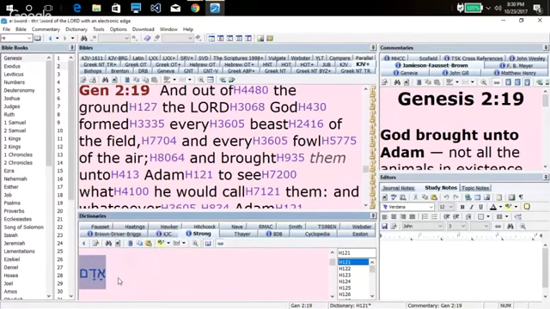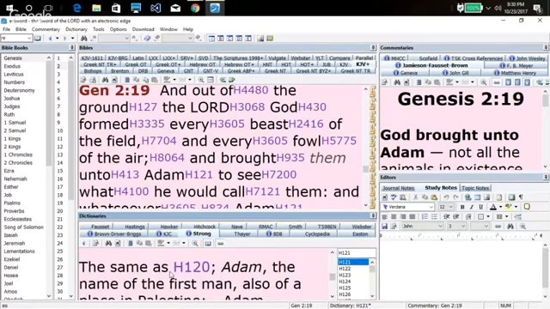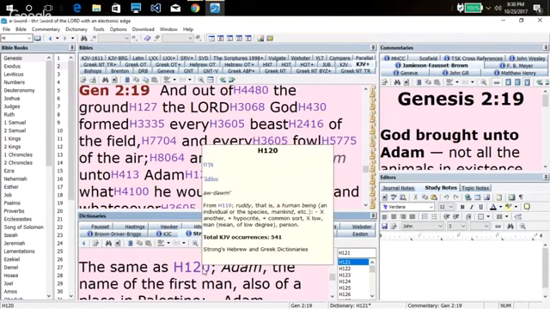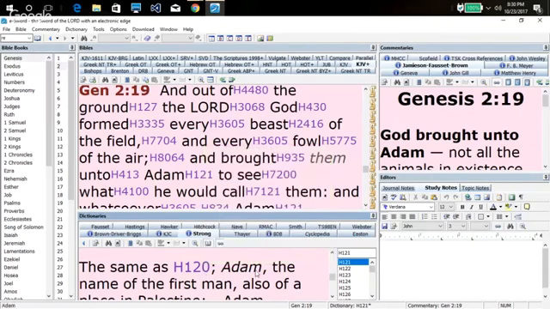See that? So we still understand the same root word. It says the same as 120. What did 120 say again? Adam, right? That is human being. That's a whole other lesson right there, we'll dive into that too. But this is where the term Adam comes from. Then it says the name of the first man.